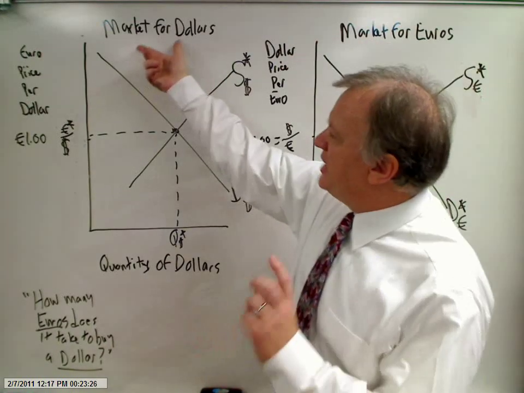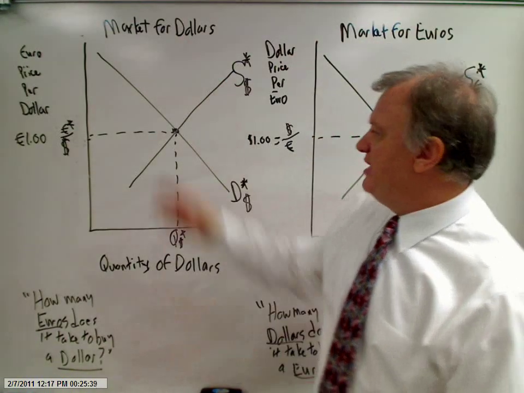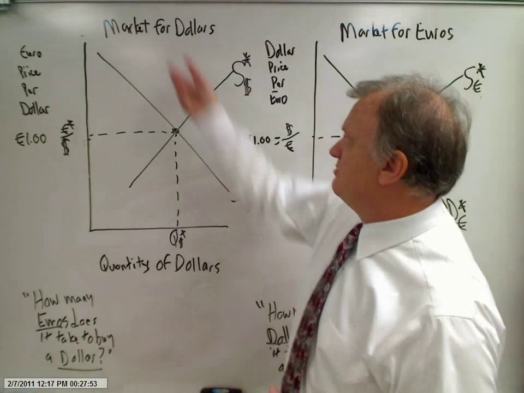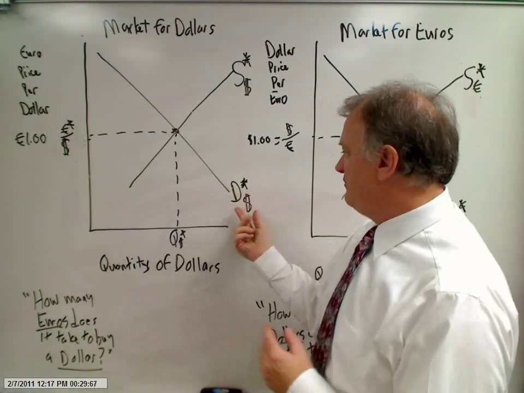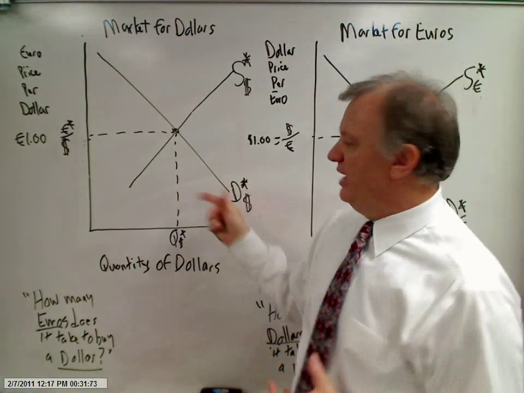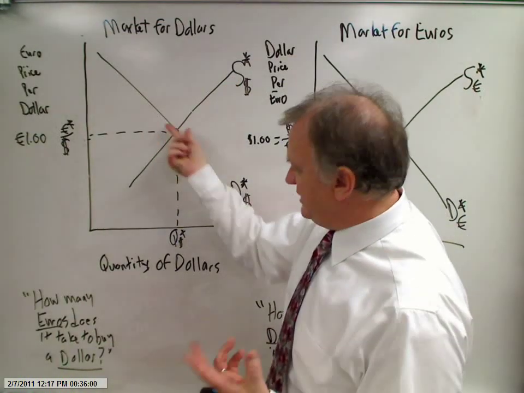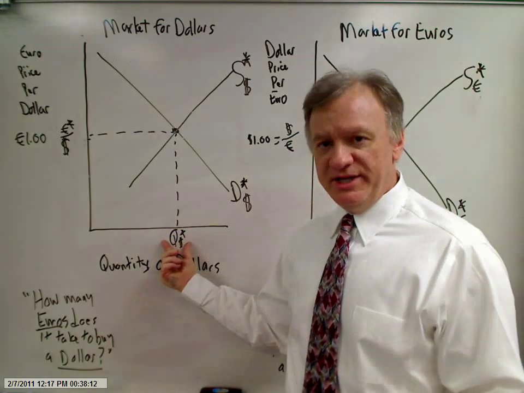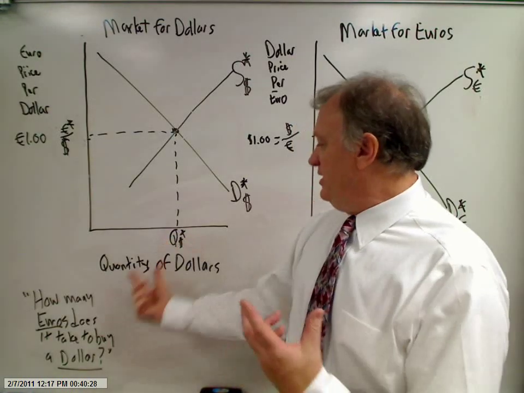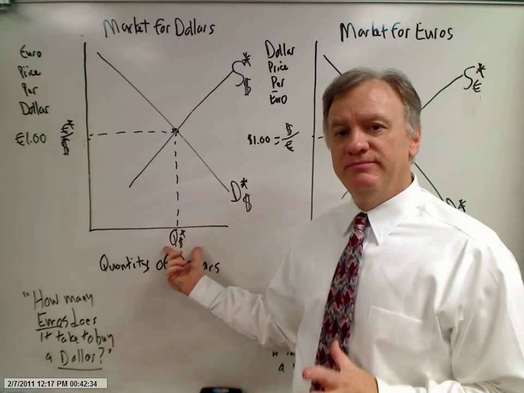Now let's just quickly look at the market for dollars. You have a basic supply and demand graph. In the market for dollars, you have a downward sloping demand for dollars curve and an upward sloping supply of dollars curve, and they intersect at some market equilibrium quantity of dollars in the foreign exchange market.